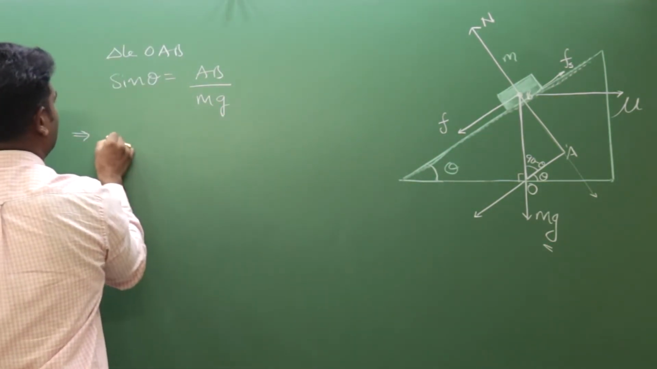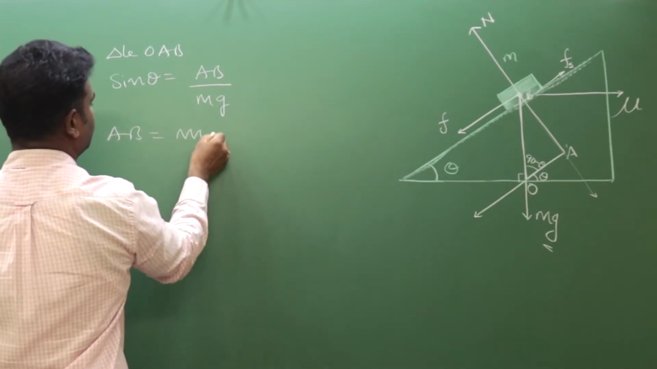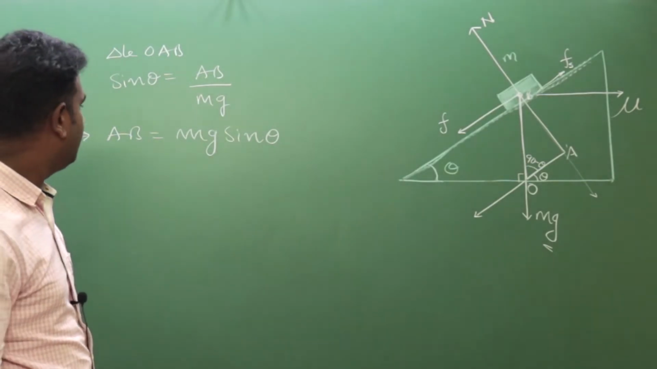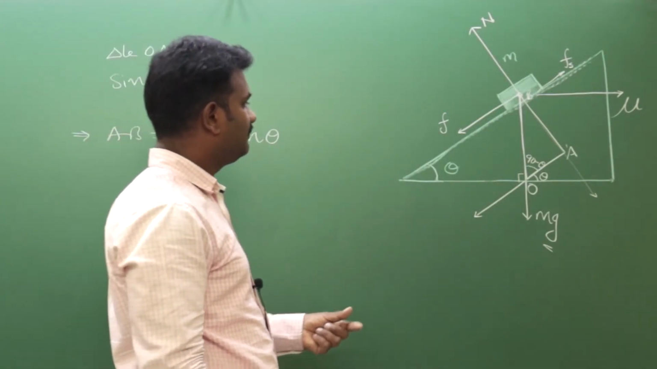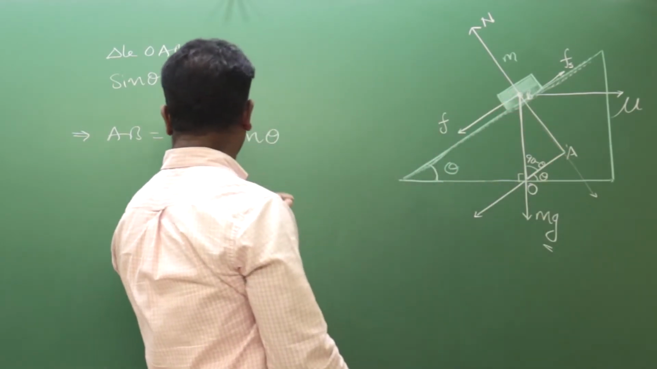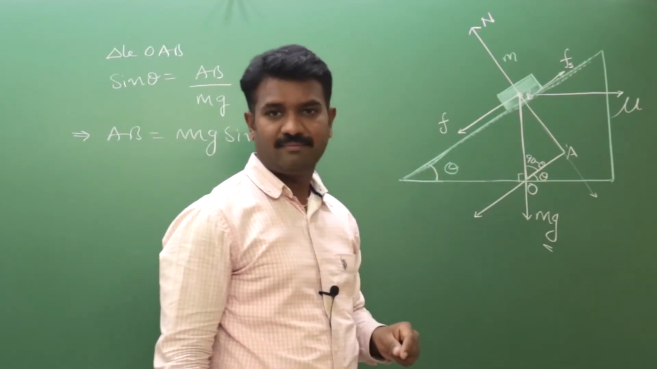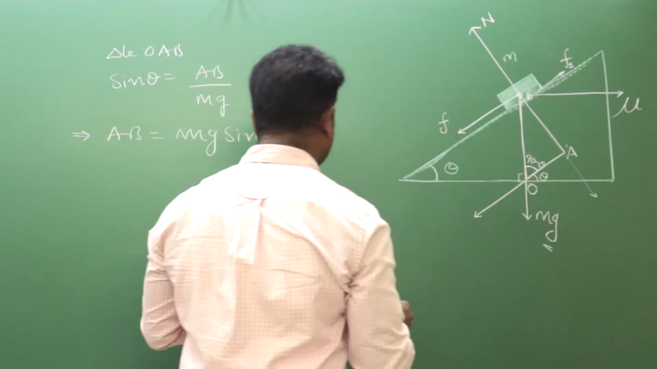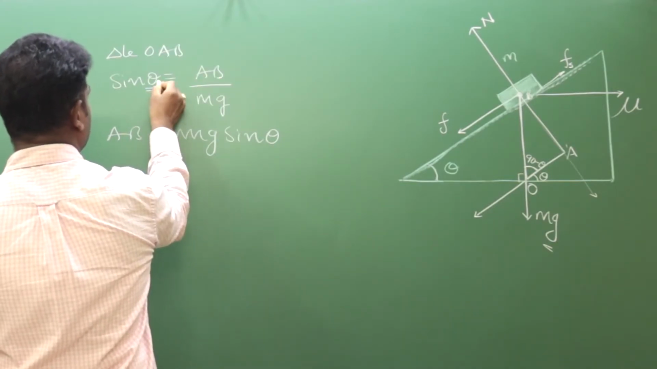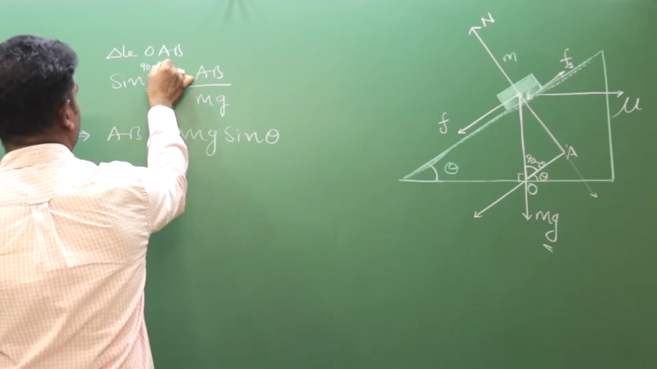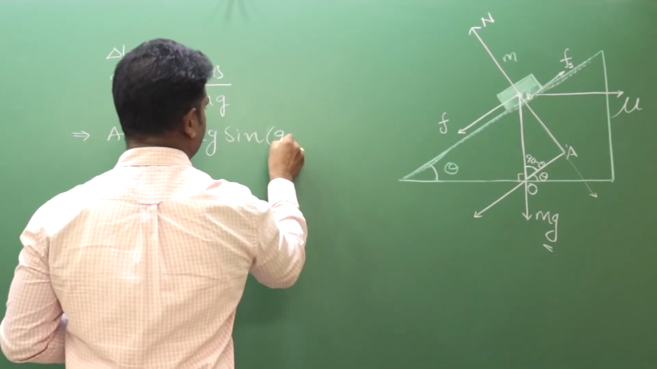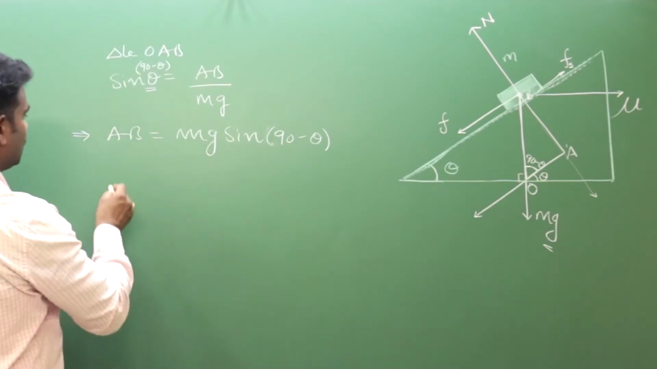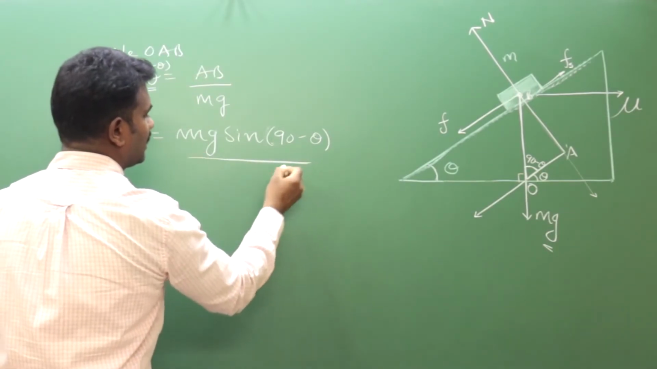From this, AB is equal to mg sin theta. But what is this AB? This is our AB. But see, here theta means actually how much? It is not simple theta. Here theta means this angle. This is nothing but 90 minus theta. So that's why instead of this theta, I have to write 90 minus theta, where sin 90 minus theta is nothing but cos theta. So that's why AB is equal to mg cos theta.